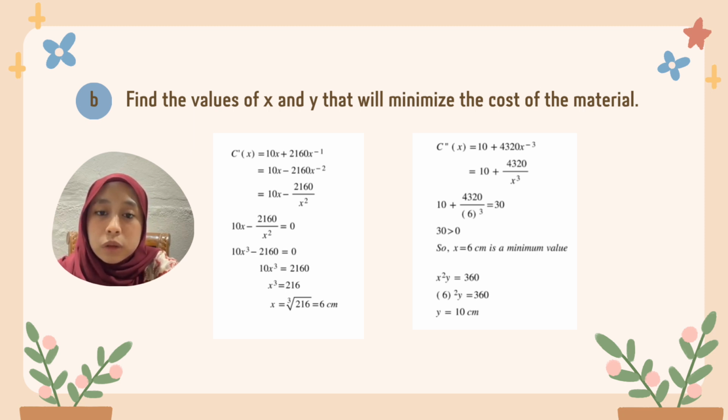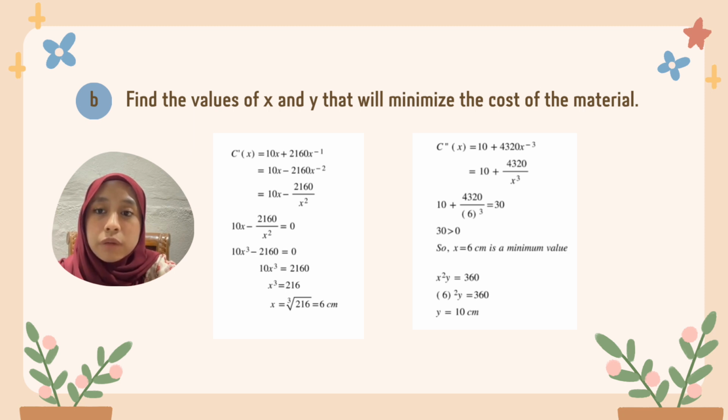To ensure that x equal to 6 is a minimum value, we need to do the second derivative test. The second derivative that we got is 10 plus 4320 over x cubed. We need to substitute x equal to 6 into the second derivative equation to check whether the answer is valid for the minimum value. So the answer that we got is 30, which is greater than 0, and proves that x equal to 6 cm is a minimum value.